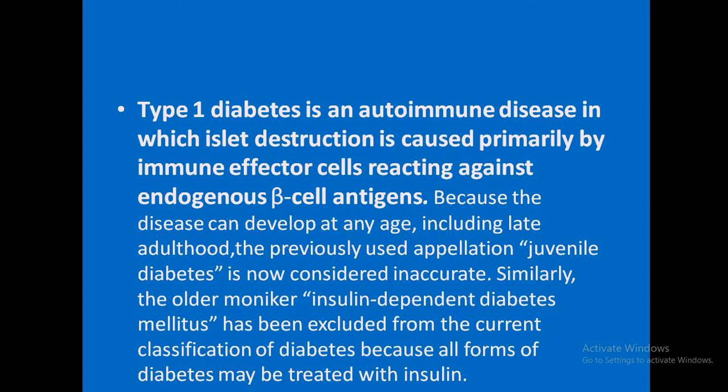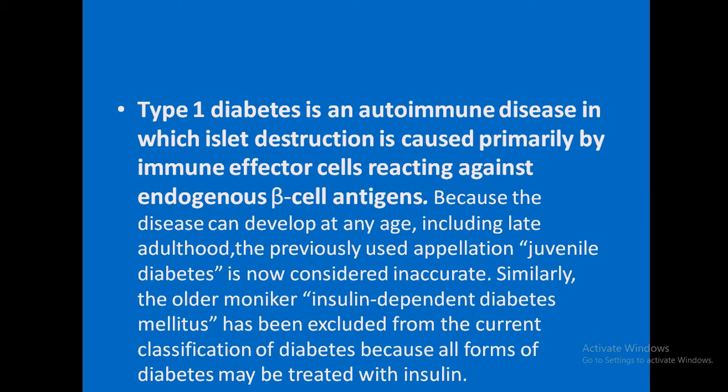So let's start with the pathogenesis of type 1 diabetes. As you all know, type 1 diabetes is an autoimmune disease. Here there is islet destruction, and it is caused by immune effector cells which react against the endogenous beta cell antigen. So it's an autoimmune disease directed against the beta cell antigens.